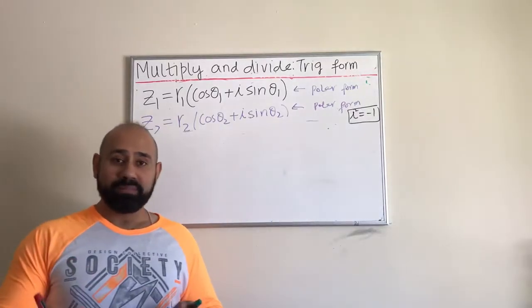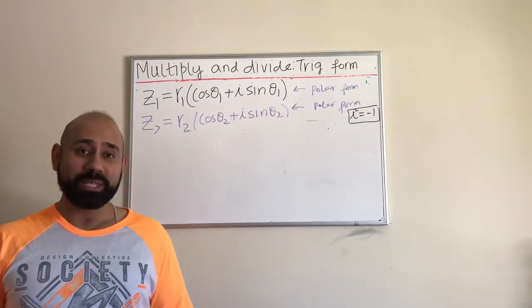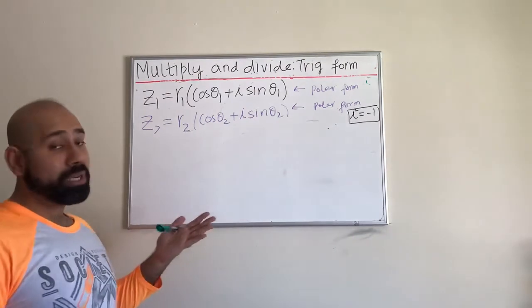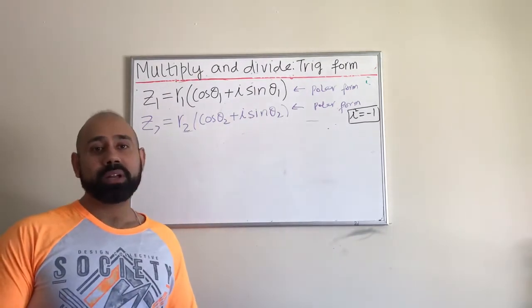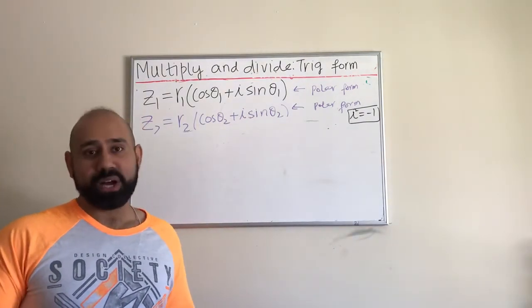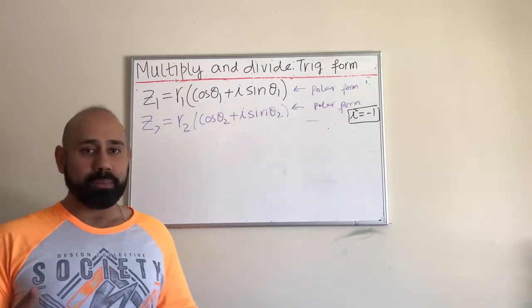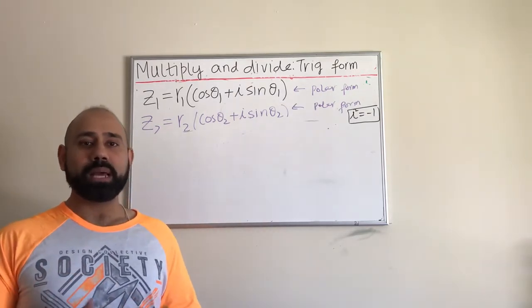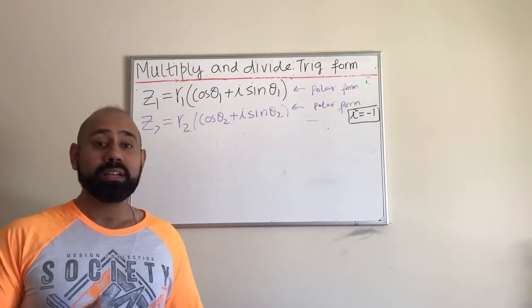Guys, welcome back. In my previous video, we talked about how to multiply two complex numbers which are provided to us in the polar form. In this video, I want to talk about what happens when we divide these complex numbers. Okay, guys, it's not too complicated. All we have to do is go through some steps and then we will be able to get a nice formula for this.